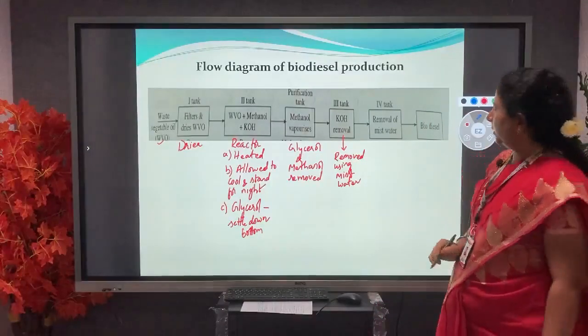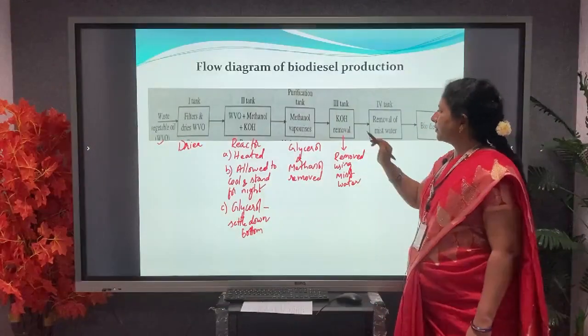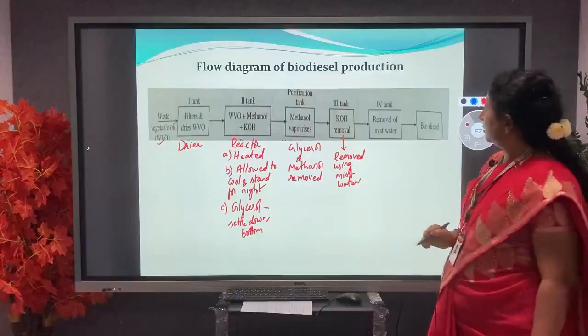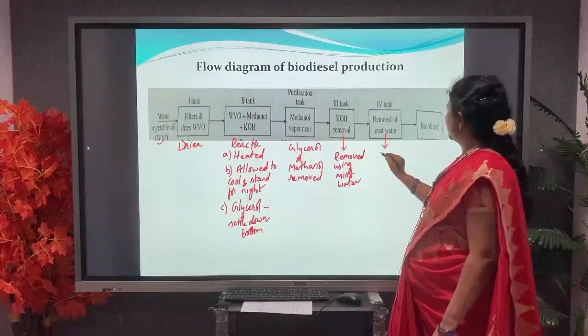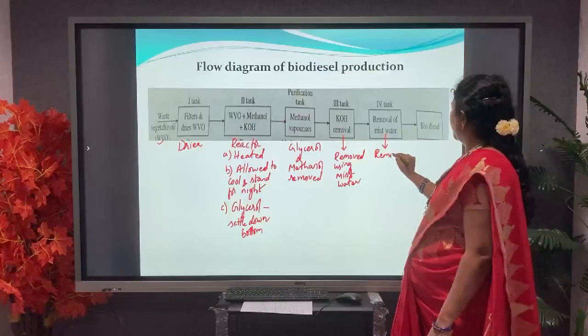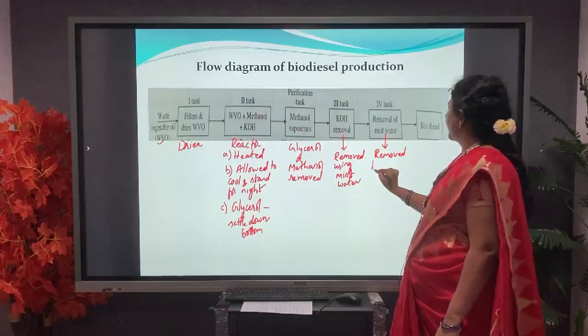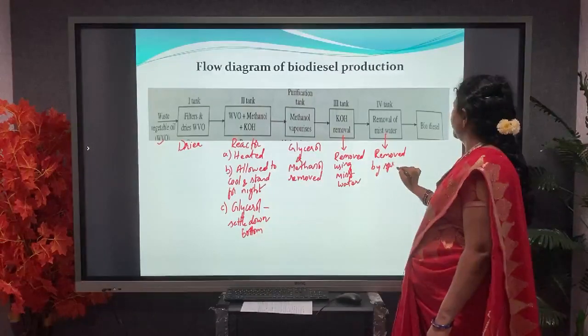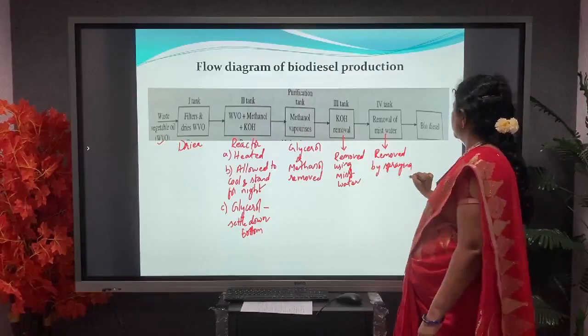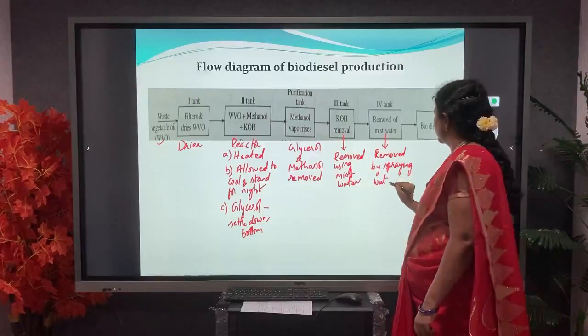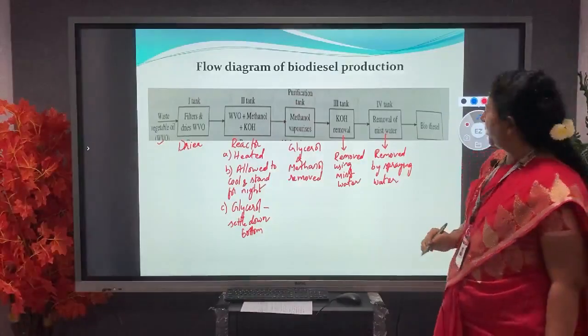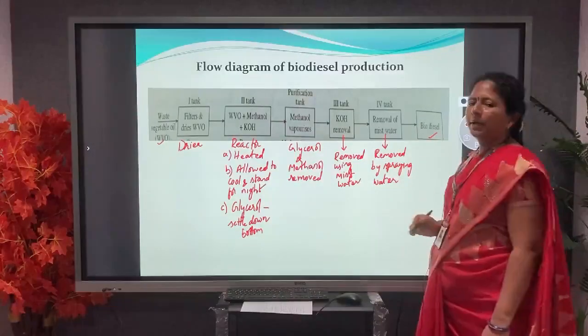And in the fourth tank the mist water used in the third tank will be removed, and this mist water is removed by spraying hot air. Finally we will be getting the required biodiesel.